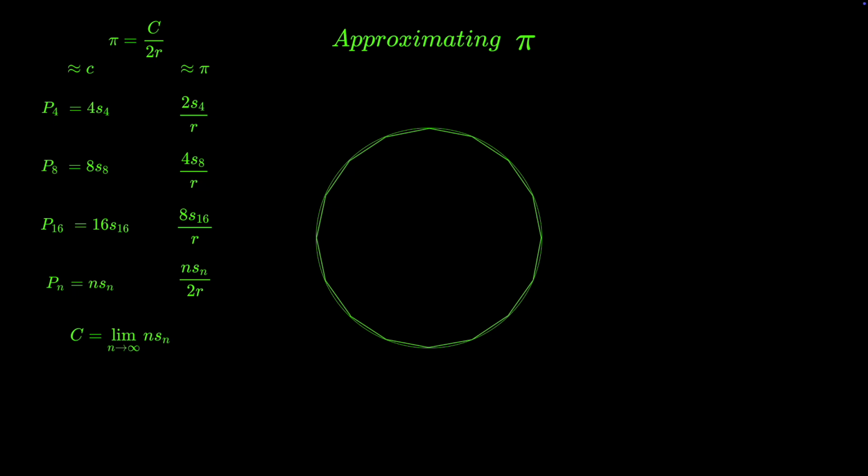And so, as the number of sides of the inscribed polygon increases, so our approximation using that perimeter provides a better approximation to pi.